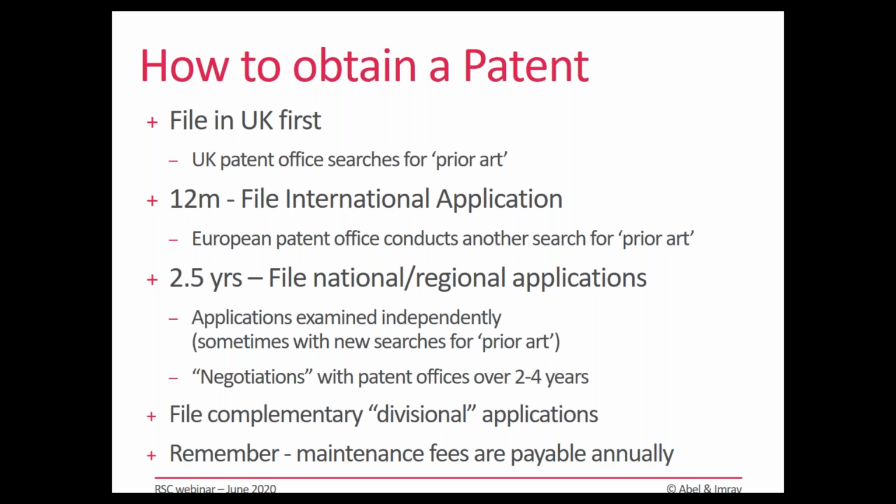A major advantage of using the international application route is that it provides you with quite a long time to decide exactly which countries you want protection in. So you have your 2.5 years from your initial UK filing in order to test out the market, and you can make an informed commercial decision on which countries you want to get protection in.